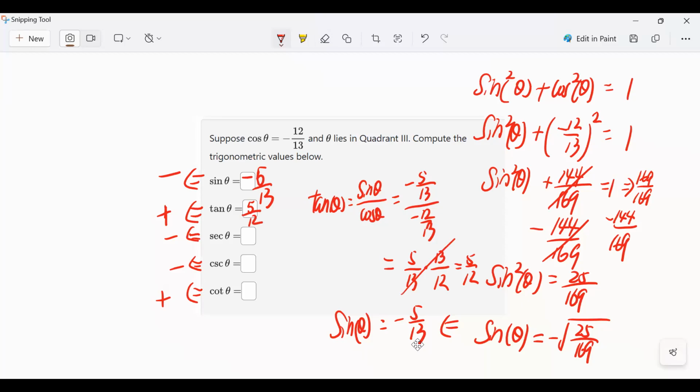Now, cotangent is the reciprocal of tangent. And secant is the reciprocal of cosine, it's minus 13 over 12. And then cosecant is the reciprocal of sine, so minus 13 over 5. Any question about this?